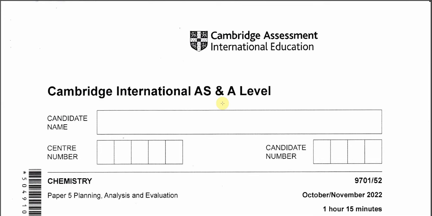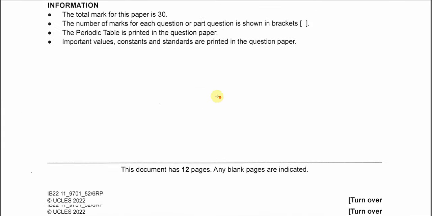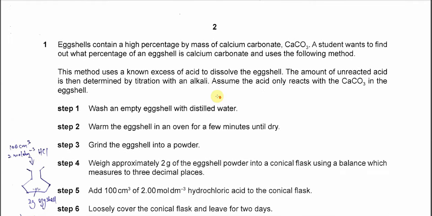October, November 2022, Paper 5, Variant 2. Question 1.